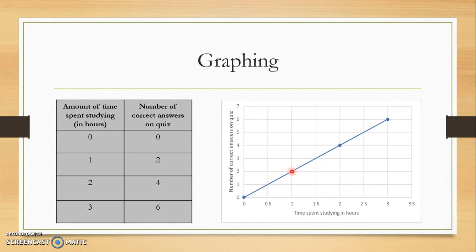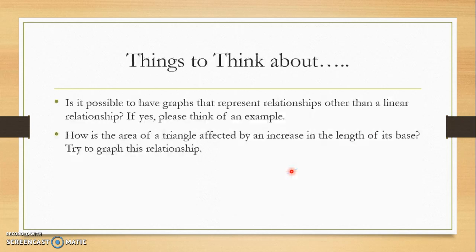Now let's say that we were just given the graph and asked to analyze it. By looking at the graph, we can still see the linear relationship between the two quantities. So the more the person studies, the more correct answers they will have on the quiz. So now that you have a solid understanding of this prerequisite knowledge, I would like you to think about the following things in preparation for our class discussion.